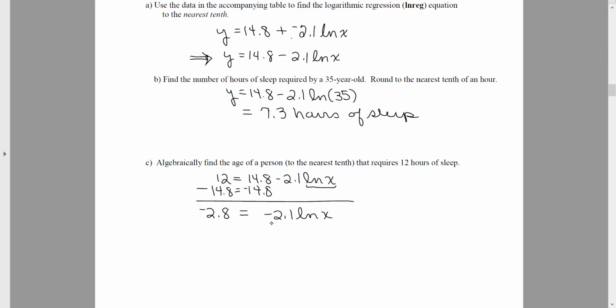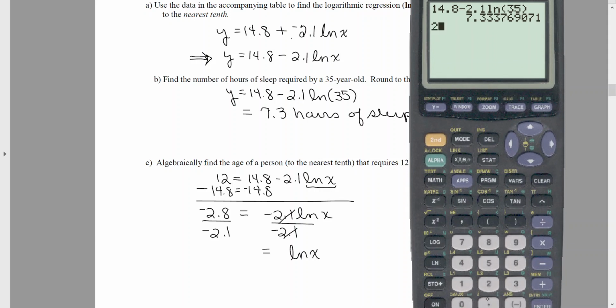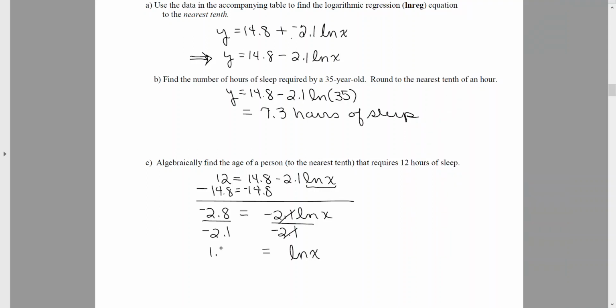To undo multiplication, we divide both sides by negative 2.1. I'm going to get natural log of x equals, a negative divided by negative is going to be positive. You can go ahead and type in the 2.8 divided by 2.1. So I get 1.333 all the way across. Now I'm not going to round this number. I'm going to do this. Just call it 1.33 with a bar over it. That indicates that the 3's repeat.